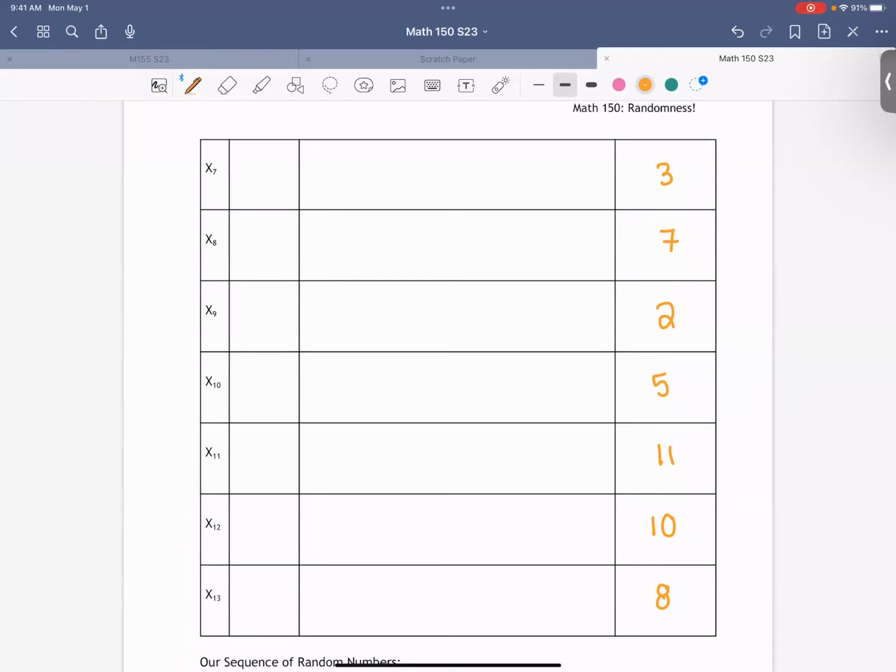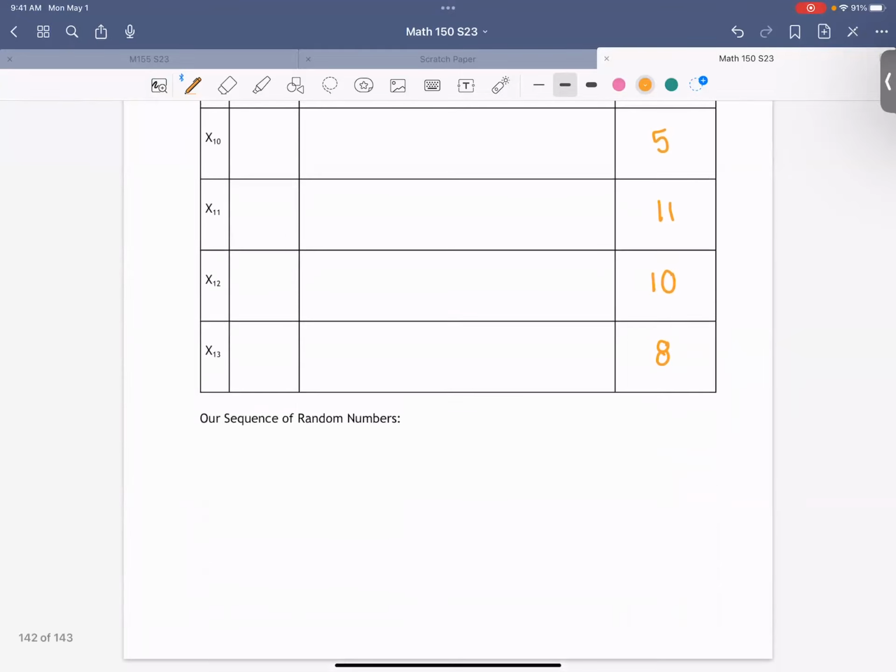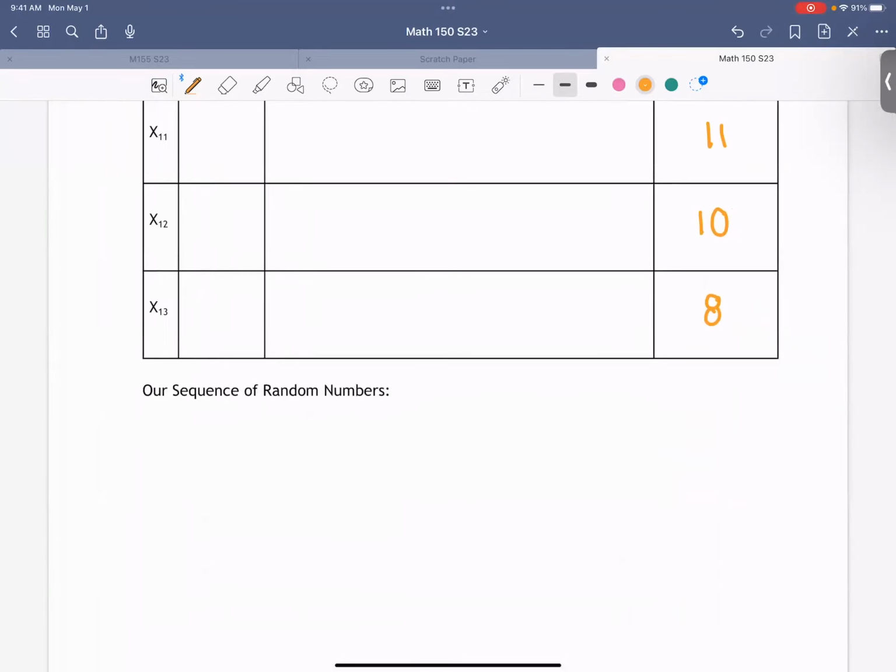So I know it's kind of hard to look at with the chart. Why don't I just write out our sequence of random numbers that we got? We started out with 10, that was x0, we call it the seed, it's the first number in the sequence. After that, we got 8, 4, 9, 6, 0, 1, 3, 7, 2, 5. After 5, we got 11, 10, and 8.